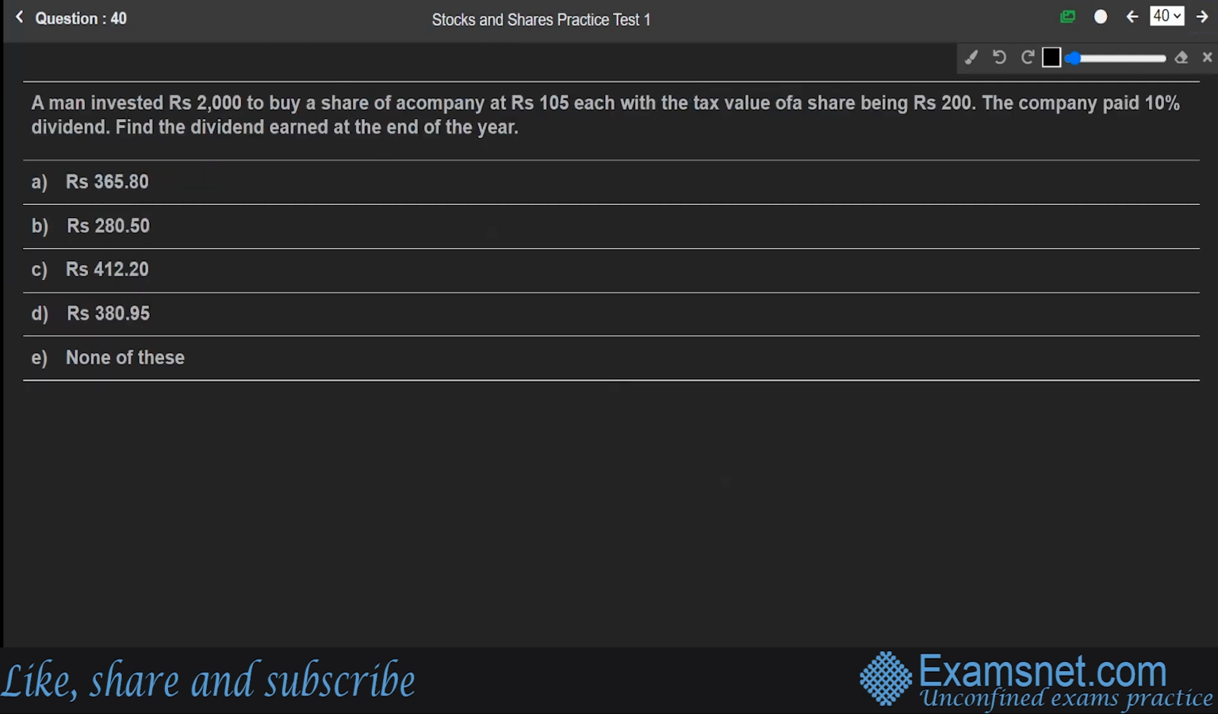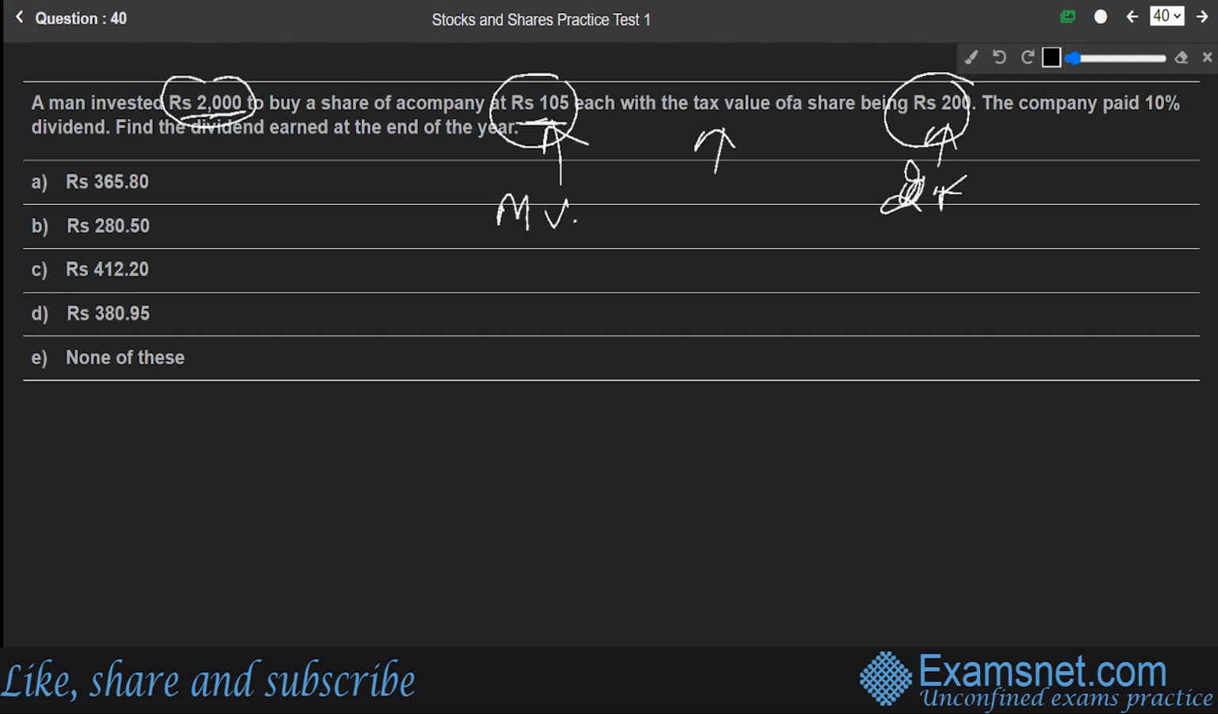Now the question says, what says the question? The question says a man invested rupees 2000 to buy a share of a company at rupees 105. So investment is given as 2000 and the share of company at rupees 105. So the market value of share is how much? Is 105 rupees. Okay, each with the face value of a share being 200. So what is the face value of each share? Is 200 rupees. These are the two values given for the share of a company. So 105 can be understood as the market value and the face value can be understood as 200 rupees.